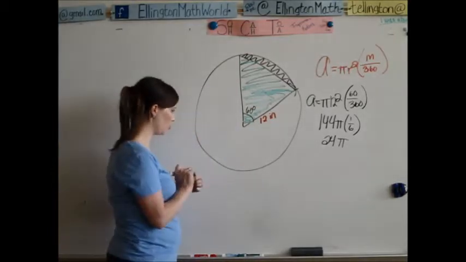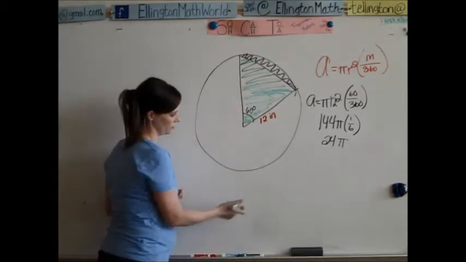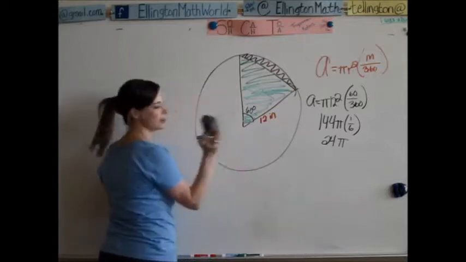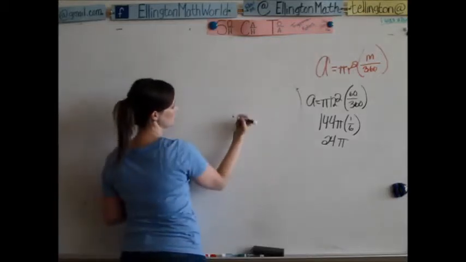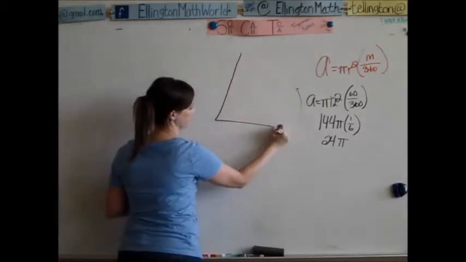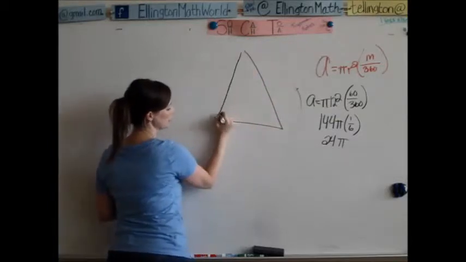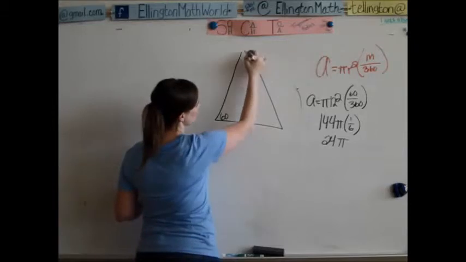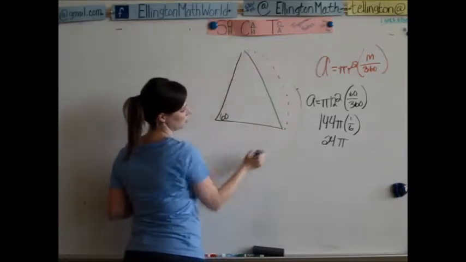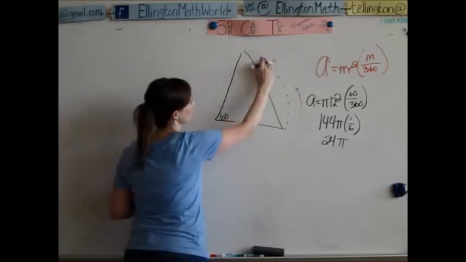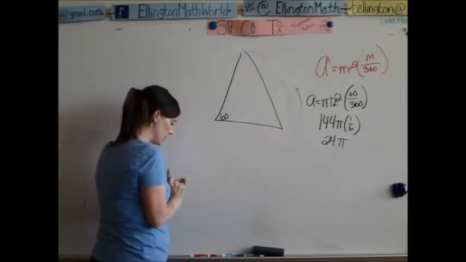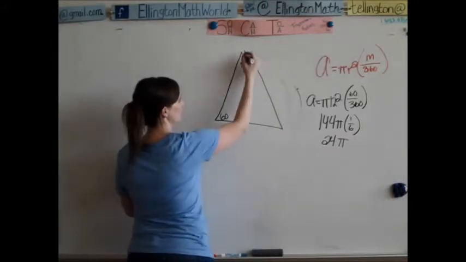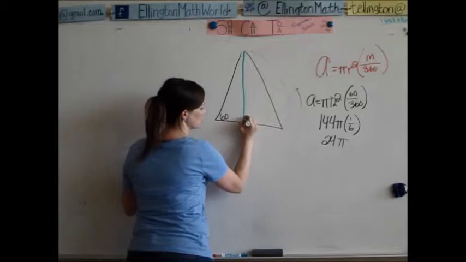So I'm actually going to pull this triangle out of the circle. So there's the circle, and if I have the triangle, this is my central angle of 60 degrees. And remember my arc is over there. To find the area of this, I have to have the base and the height.